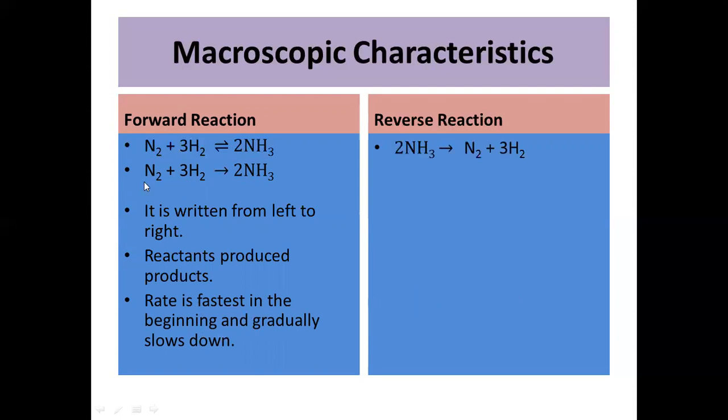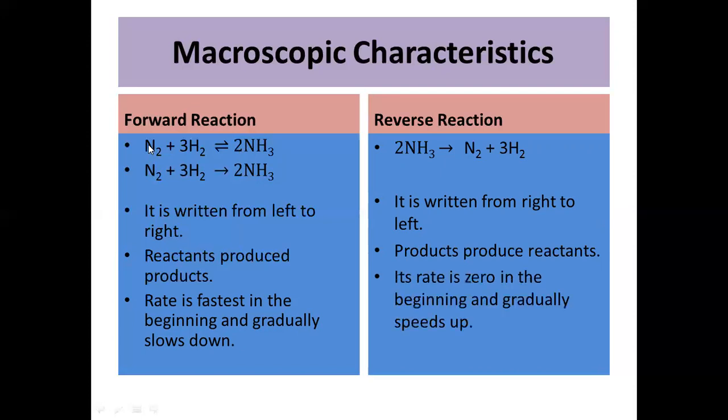Reverse reaction: for the same reversible reaction, ammonia will be the reactant and nitrogen and hydrogen will be the products in the reversible case. You can see that this reversible reaction is written from right to left, and the 2 moles of the product will react together to give the reactants. The rate is 0 in the beginning.